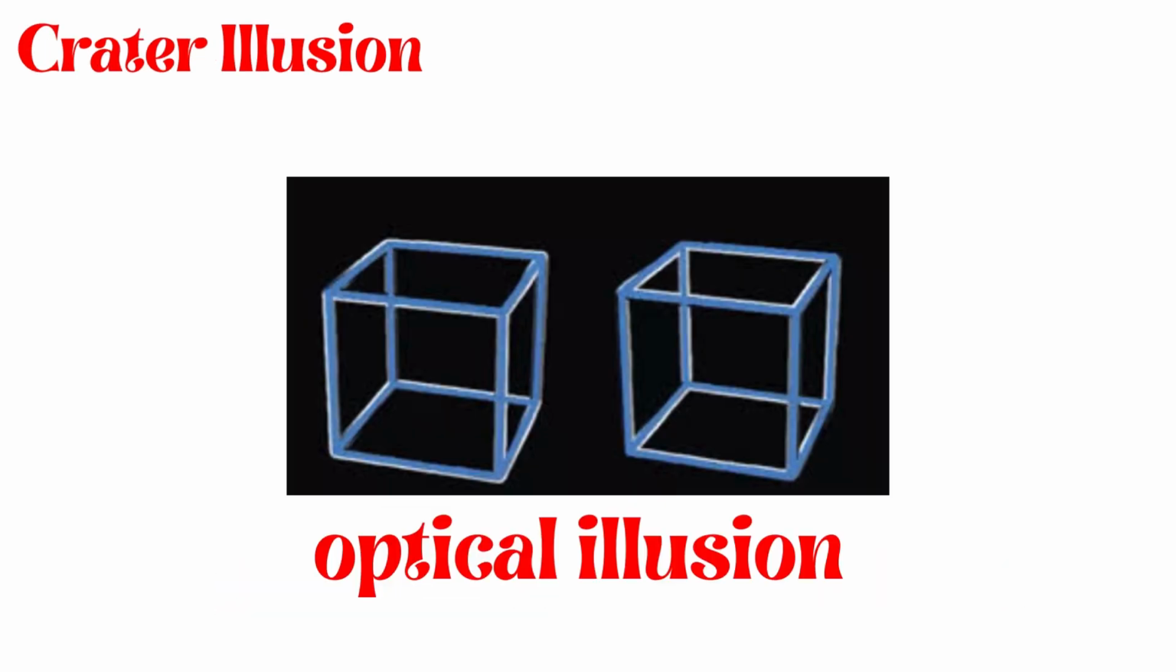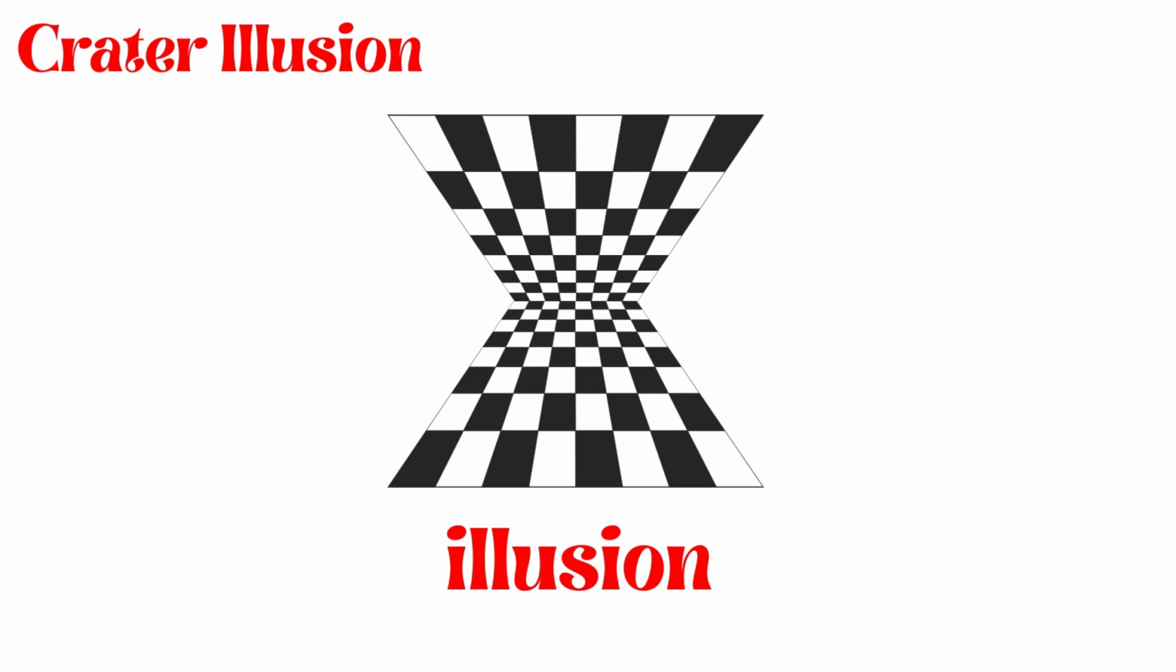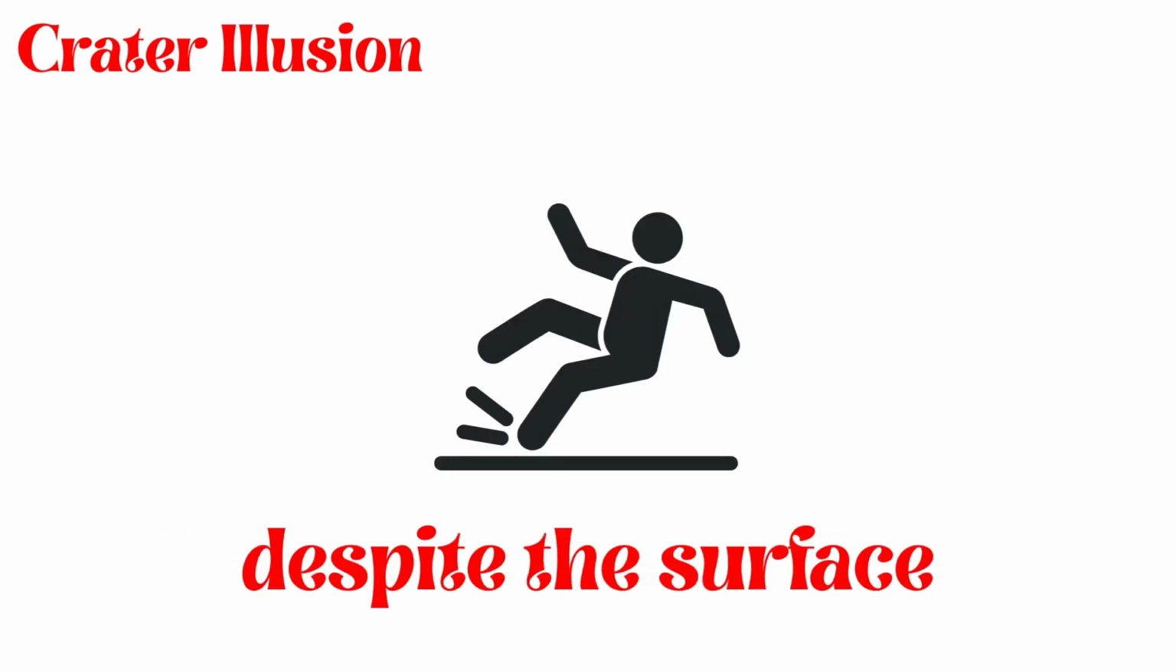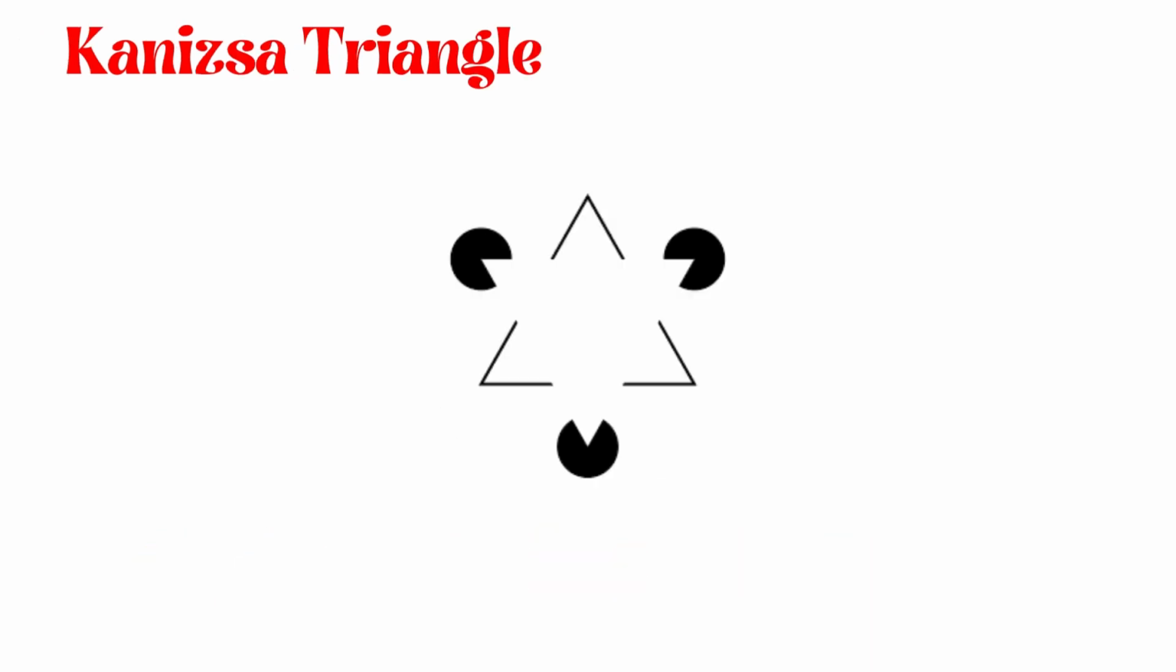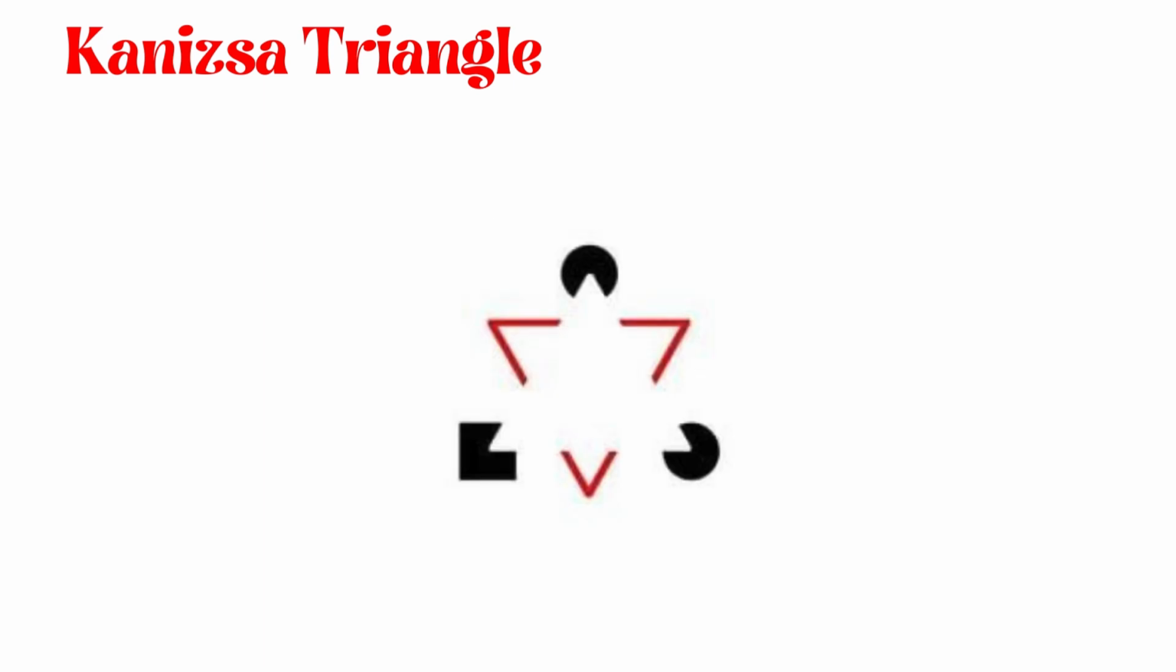The crater illusion is an optical illusion where a series of concentric circles, when overlaid with radial lines, creates the illusion of craters or depressions in the image, despite the surface being flat. The Kanizsa triangle is an optical illusion where the brain perceives a white equilateral triangle, even though none is actually present, due to the arrangement of black Pac-Man-like shapes and angles.